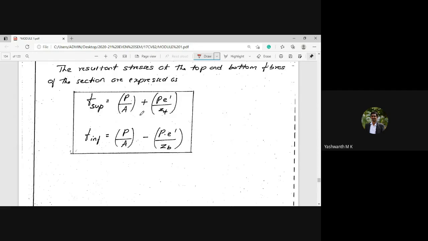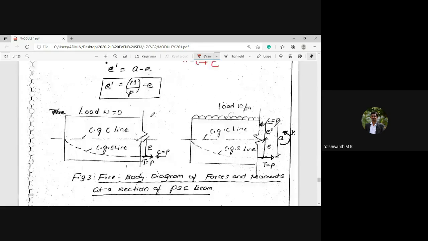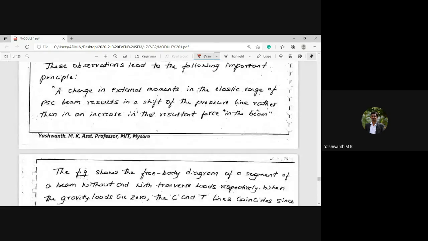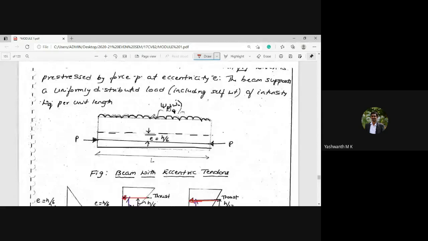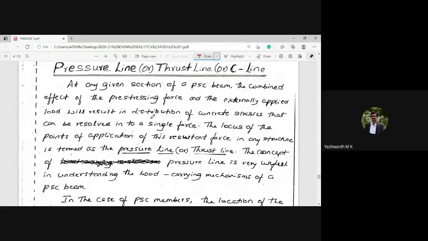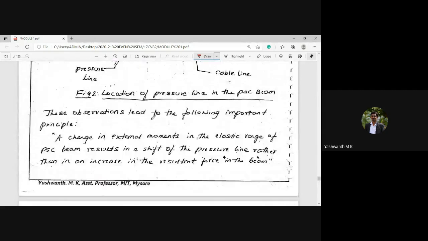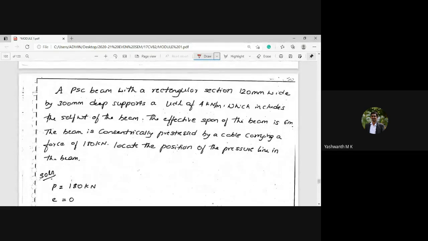Like this, we are going to calculate the resultant stresses at top and bottom for a PSC beam, at any section, using the pressure line concept. Hope the concept has been clarified. Like this, we are going to locate and calculate the pressure line, or C line. Is it clear? So I'm going to solve a small problem on this. Let me go ahead with a small problem.